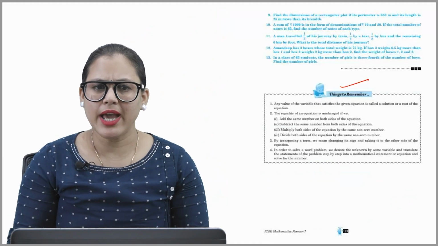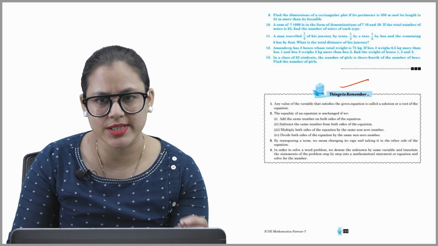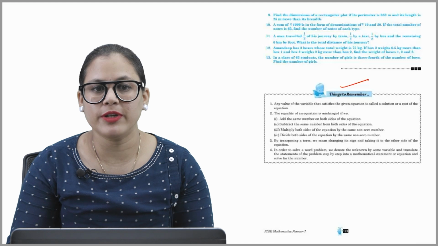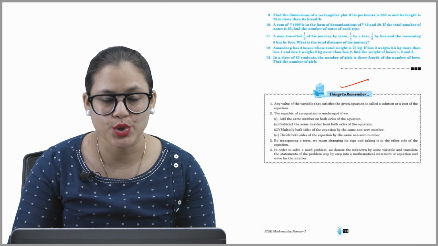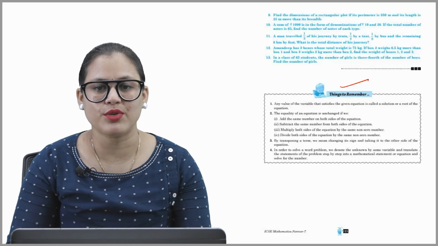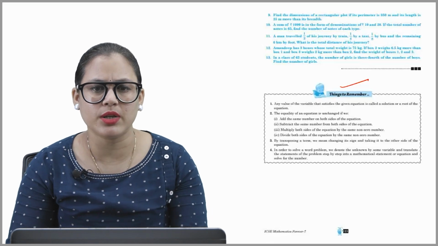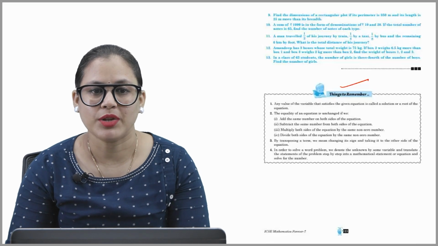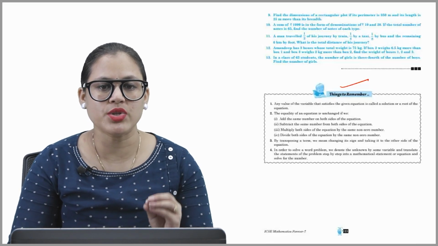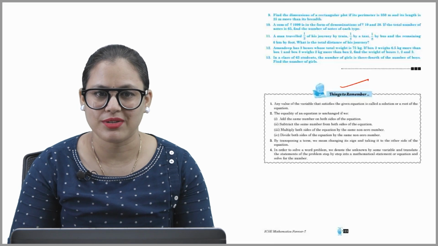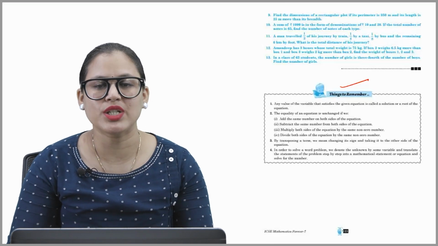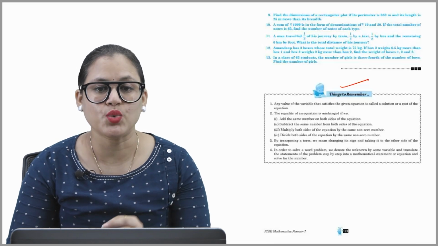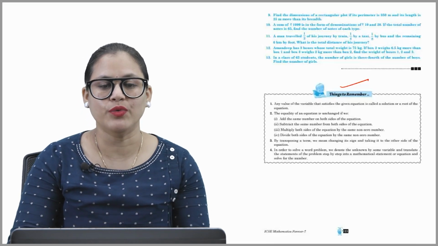Things to remember. 1, any value of the variable that satisfies the given equation is called a solution or a root of the equation. 2, the equality of an equation is unchanged if we add the same number on both sides of the equation, subtract the same number from both sides of the equation, multiply both sides of the equation by the same non-zero number, or divide both sides of the equation by the same non-zero number. 3, by transposing a term, we mean changing its sign and taking it to the other side of the equation. 4, in order to solve a word problem, we denote the unknown by some variable and translate the statements of the problem step by step into a mathematical statement or equation and solve for the number.